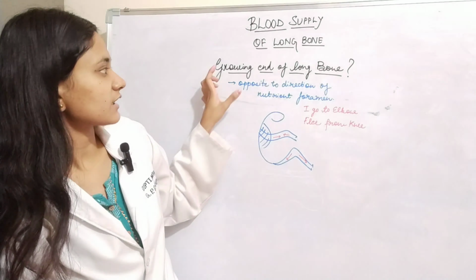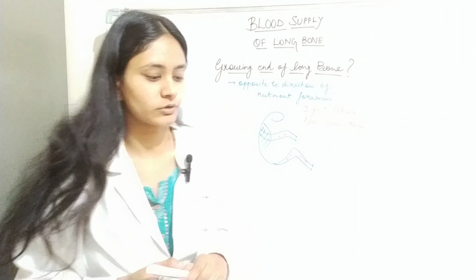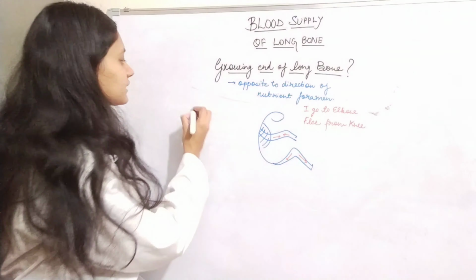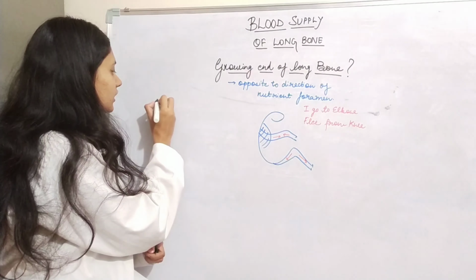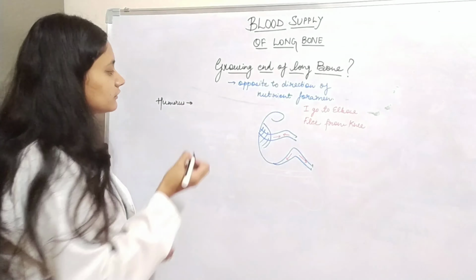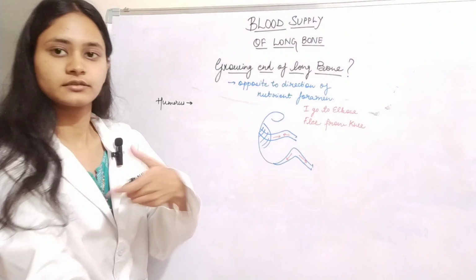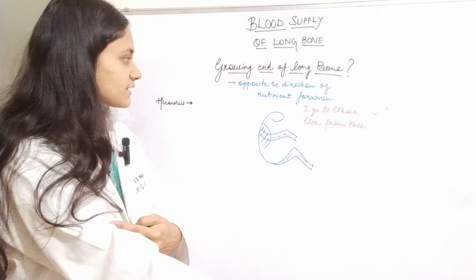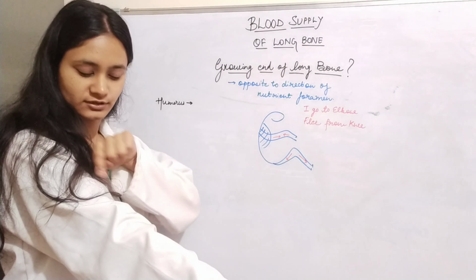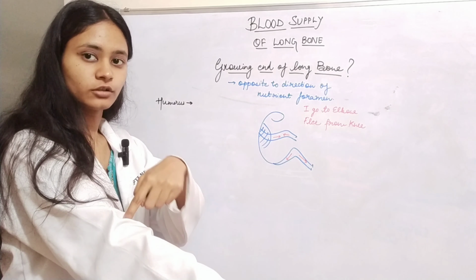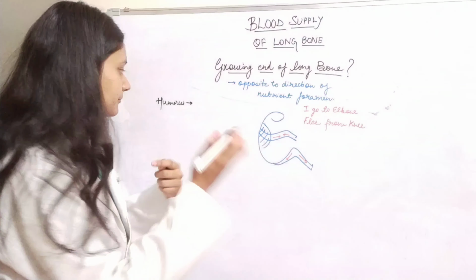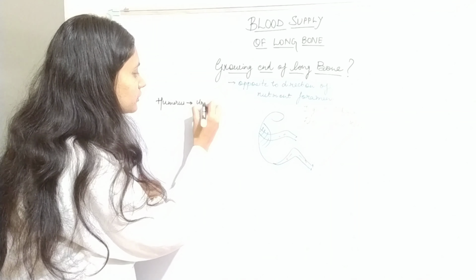So if anyone asks what will be the growing end of long bone, here we have examples of long bone such as humerus. If we take the example of humerus, we have humerus here. So the direction of nutrient foramen is towards the elbow. So what will be the direction of growing end? It will be opposite. That is towards the head of humerus. That is upper end of humerus.